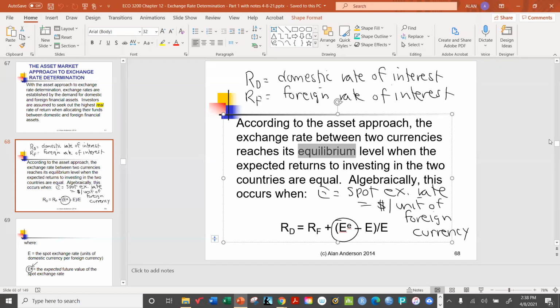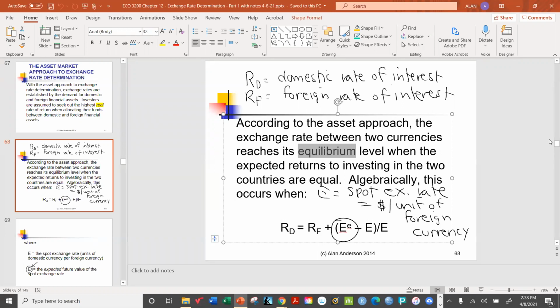If this relationship is violated in practice, it doesn't mean that you can earn arbitrage profits. What it does mean, though, is that you might be able to earn a higher rate of interest or return by moving your funds from one currency to the other. So that's what this is really all about. It's an equilibrium model, as opposed to the ones we saw earlier with triangular arbitrage and covered interest arbitrage. In those cases, any violations of those relationships did in fact lead to arbitrage profits. Here it's a little bit different.